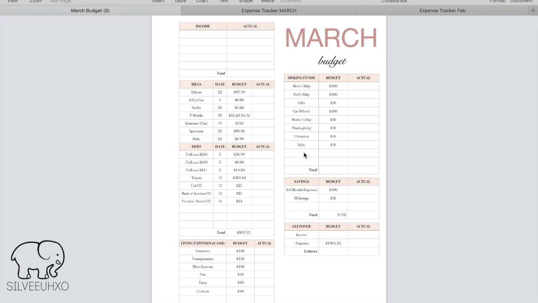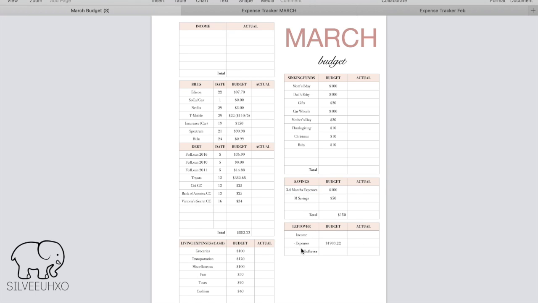And then our fifth box, 1, 2, 3, 4, 5, is our savings. So right here we have savings for 3 to 6 months of expenses. We haven't decided if we want to save for 3 months or 6 months. That's why we have 3 to 6 months.